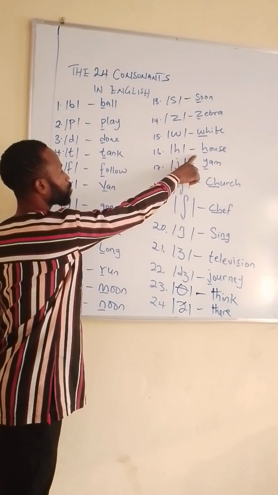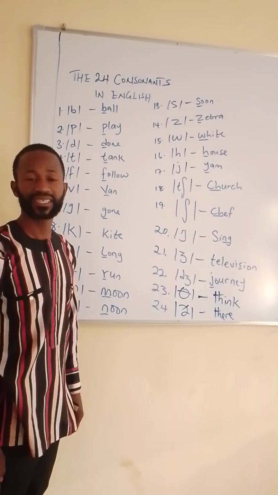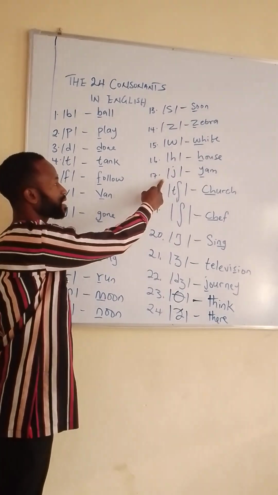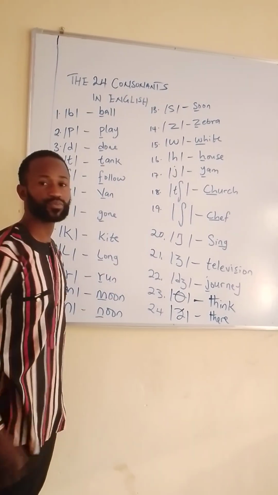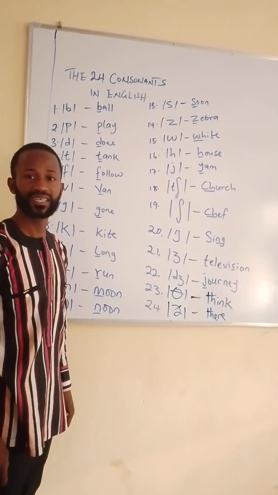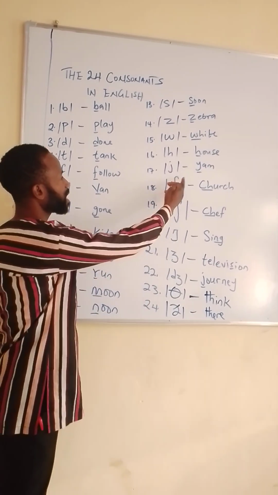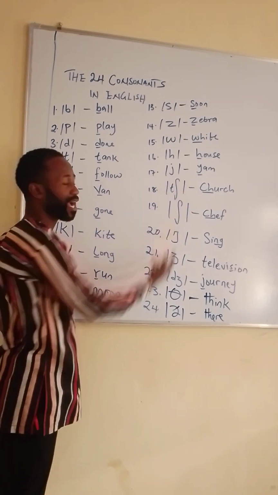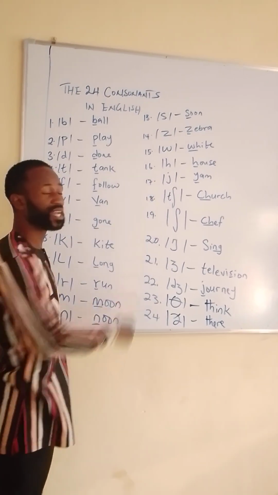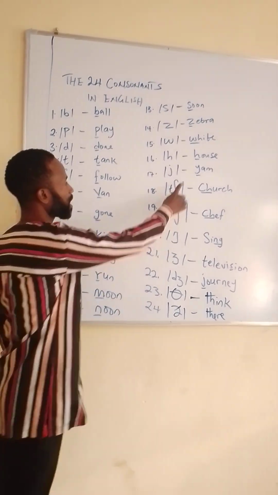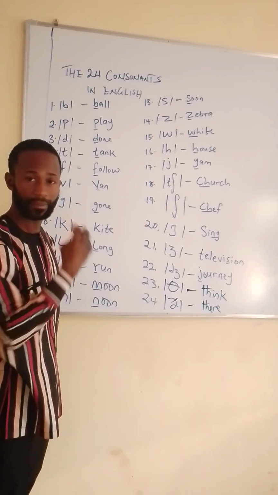Next, in house. Next, y. This sound, how do we articulate this sound? It is pronounced as y, right? Not j. Because some people might be thinking, why am I giving an example of this sound as yam? So this sound is pronounced as y. That is why we have an example like yam, right?